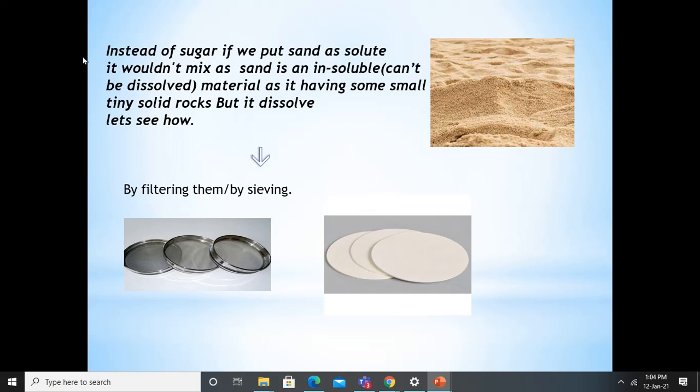Instead of sugar, if we put sand as a solute, it wouldn't mix, as sand is an insoluble, undissolvable material, made of tiny solid rocks. But it can be separated. Let's see how: by filtering or by sieving. We can filter the sand with filter paper, or we can sieve the sand with a sieve.